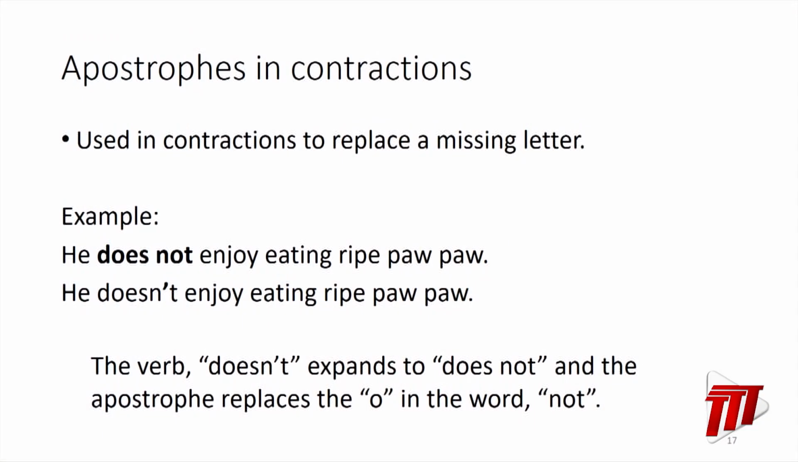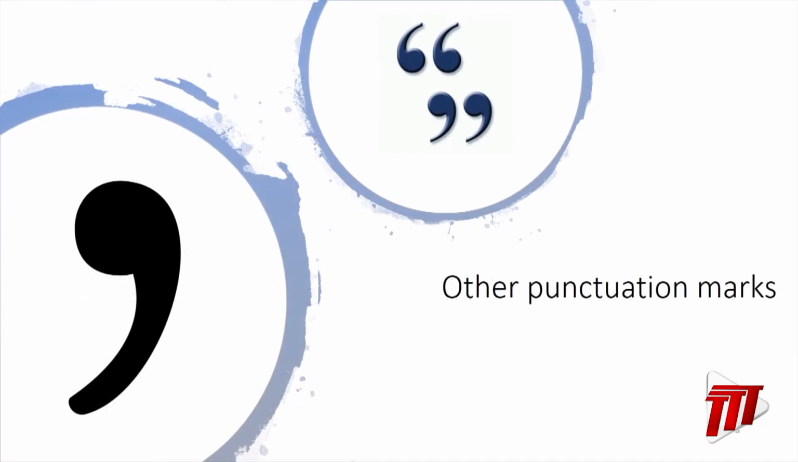Let's look at the apostrophe, another punctuation mark that is fun to use. The apostrophe is used in contractions to replace a missing letter. Example: he does not enjoy eating ripe pawpaw. In the contraction, we have, he doesn't enjoy eating ripe pawpaw. The verb doesn't expands to does not, and the apostrophe replaces the O in the word not. So you will know lots of contractions that you have learned in school. Wasn't, shouldn't, couldn't.